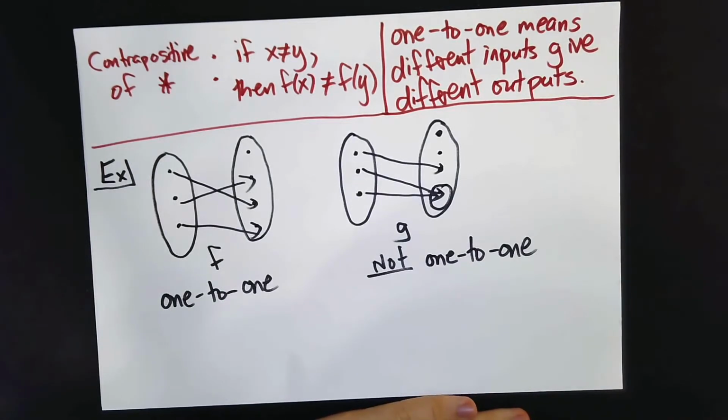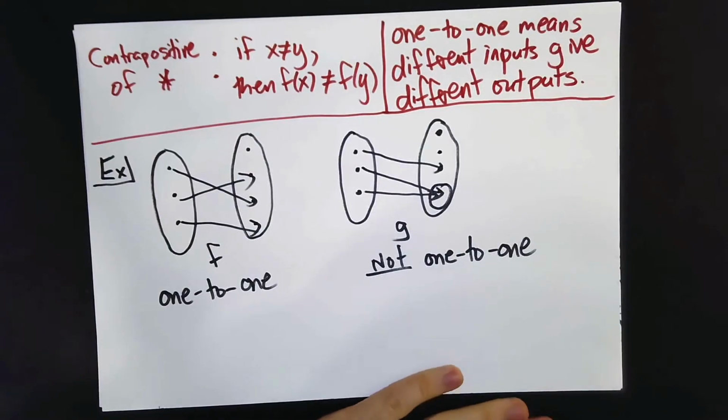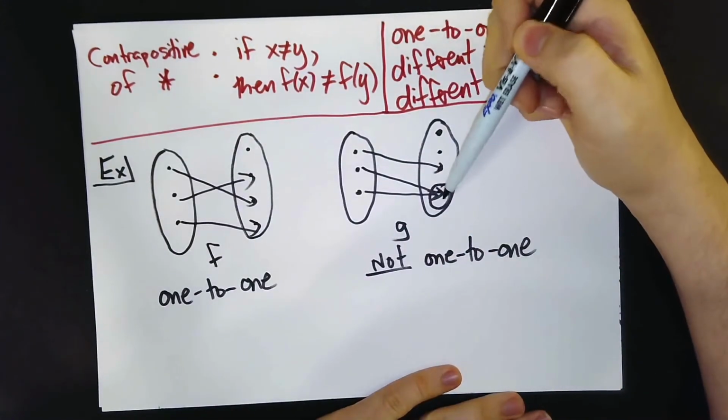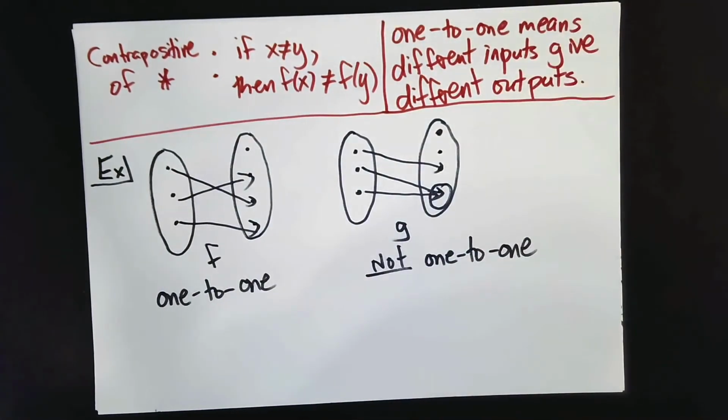In terms of arrows, one way you could frame this is to say that a function is not 1-to-1 if two arrows point at the same place. Or, conversely, it is 1-to-1 if no two arrows point at the same place.